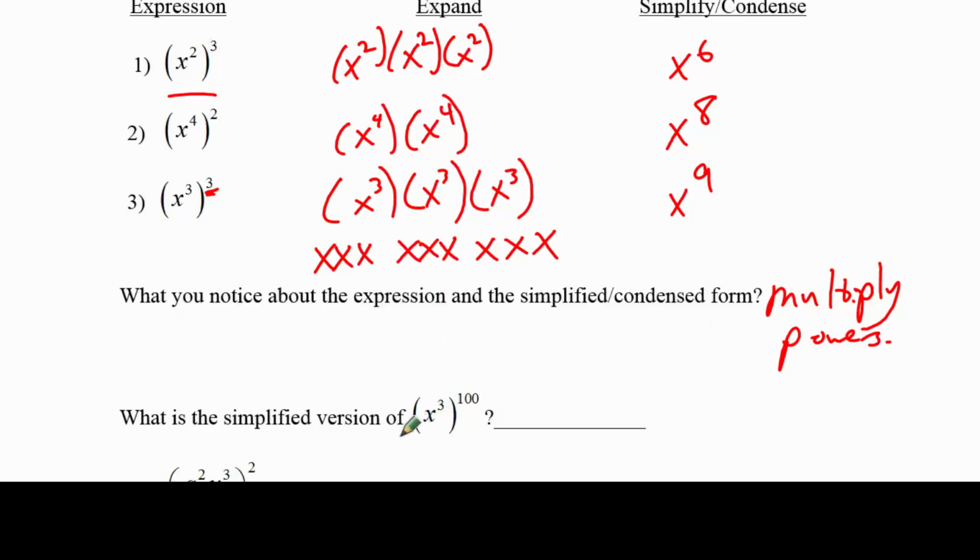So what do you have here? We have x to the third to the 100. So we're really going to write out x to the third 100 times and then add them all up? No, we're going to multiply them. It's x to the 300.